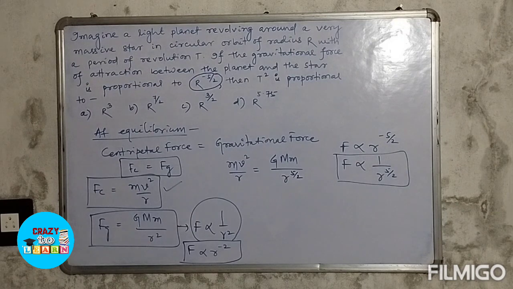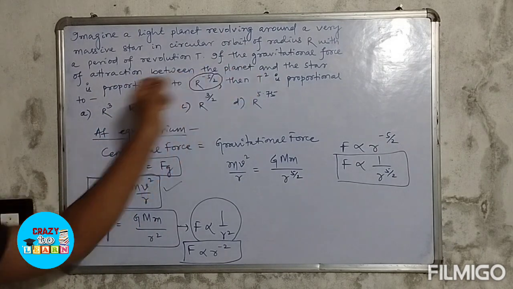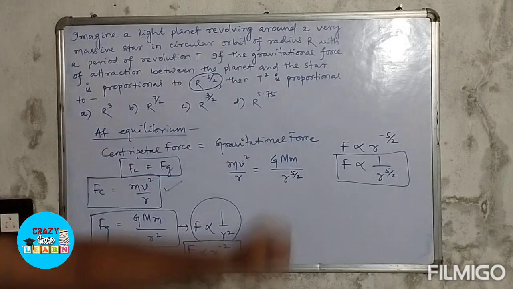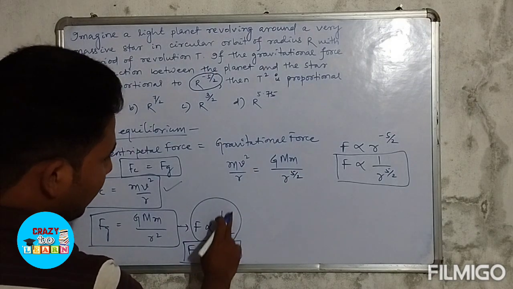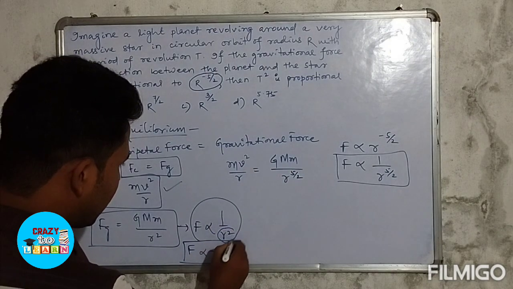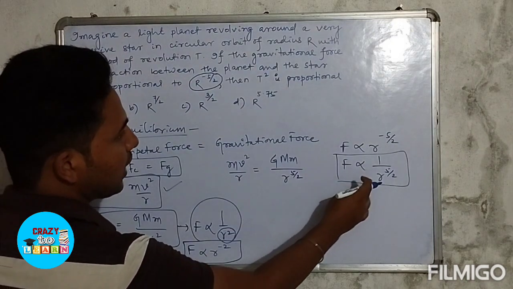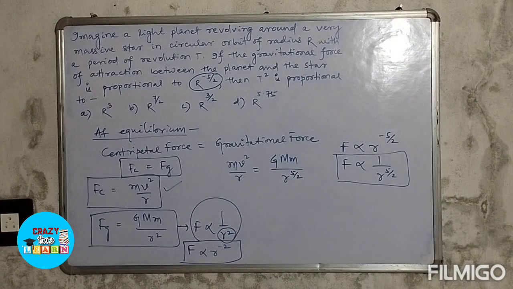Normally we know F is proportional to r power minus 2, but for this question, as it is given to you, the gravitational force of attraction between the planet and the star is proportional to r power minus 5 by 2. So in the place of 1 by r square, in the place of r square, we have to place r power 5 by 2. Are you all clear?